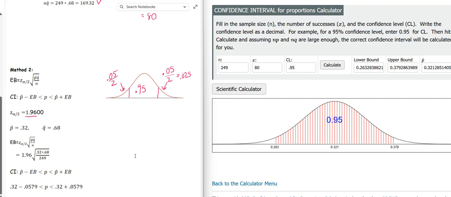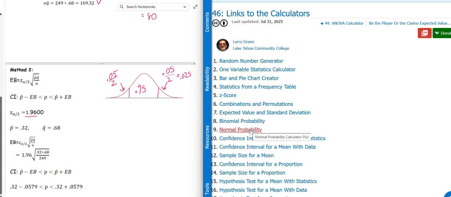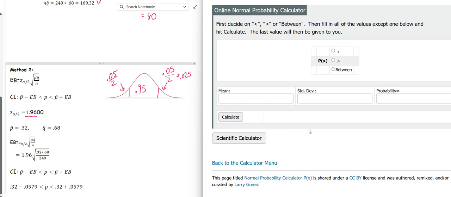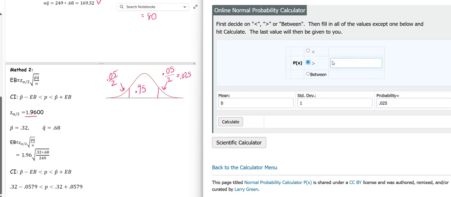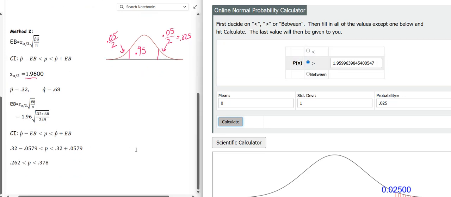So if you come back over to your list of calculators here and select normal probability, you can compute that value and you'll see how I got 1.96. The area in the tail should be 0.025. Standard deviation's 1, mean is 0. Click greater than because we want the right tail and calculate. And there it is. To 4 decimals, that's 1.96. Okay, so let's come back over here.